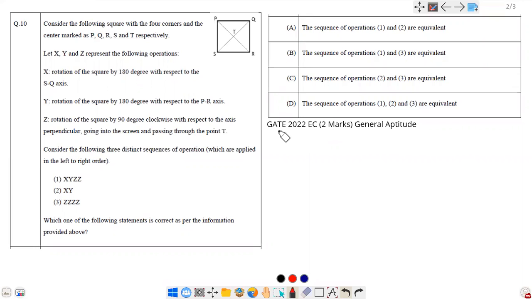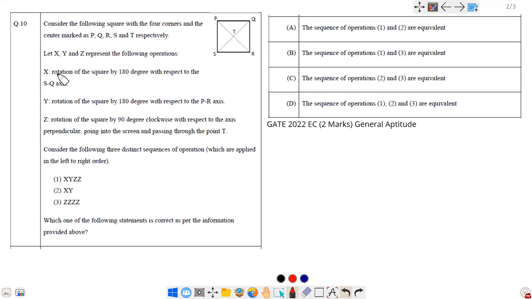This is the question from GATE 2022 EC General Aptitude, a 2 marks question. Friends, the question says: consider the following square with the four corners and the center marked as P, Q, R, S and T respectively. So we have a square whose corners are P, Q, R and S, and its center is T. Let X, Y and Z represent the following operations. So there are three operations represented by X, Y, and Z.